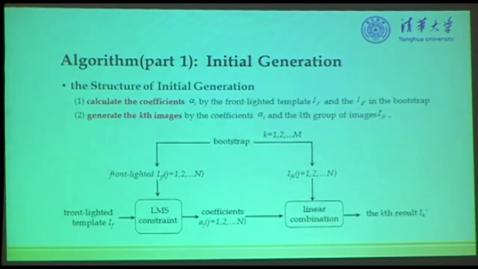And that is the structure of our initial generation. We call it initial generation. The first step is to calculate the coefficient, using the template and the front-lighted pictures in our database. And the second is to apply the coefficients to the database, the 20 groups, to generate 20 images.